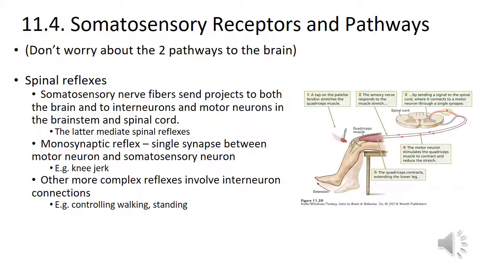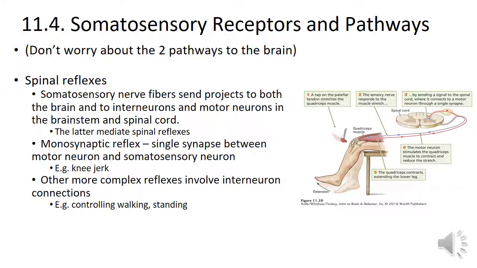And those interneurons and motor neurons in the spinal cord mediate spinal reflexes. So there are different types of spinal reflexes. The first is a monosynaptic reflex, in which there's a single synapse between the motor neuron and the somatosensory neuron. And this makes it quicker. There's no interneuron to mediate the response.